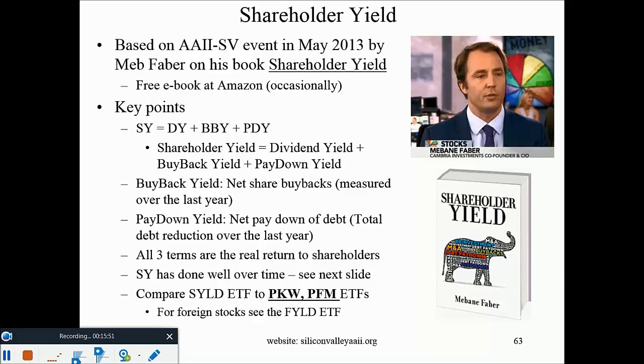There are all sorts of people who have exploited buyback companies that are buying back their stocks. In fact, the two ETFs I mentioned below, PKW and PFM, deal with dividend achievers and buyback achievers. So there are already ETFs out there doing this sort of thing. These are well-known phenomena. And so shareholder yield, again, SYLD is the ticker for that ETF, implements this strategy for U.S. stocks. And Meb has another ETF, FYLD, for foreign shareholder yield. So basically developed markets, high shareholder yield stocks in developed markets.